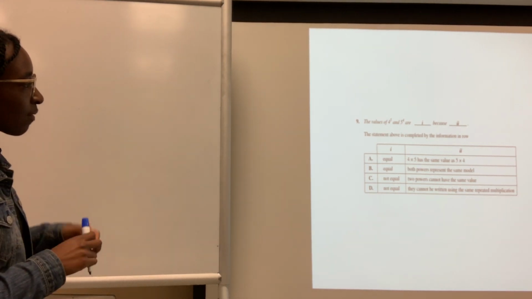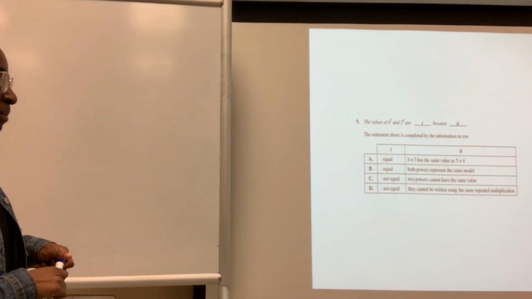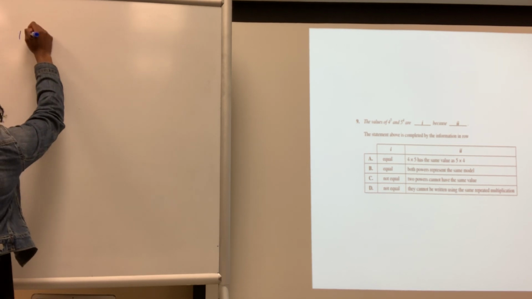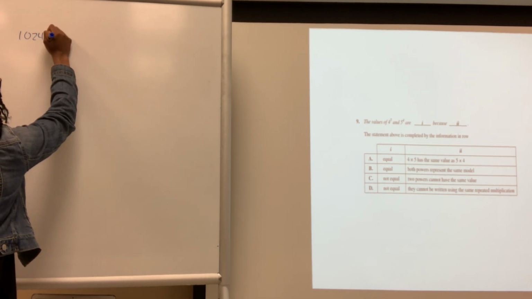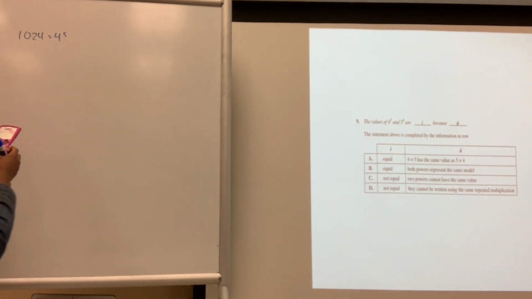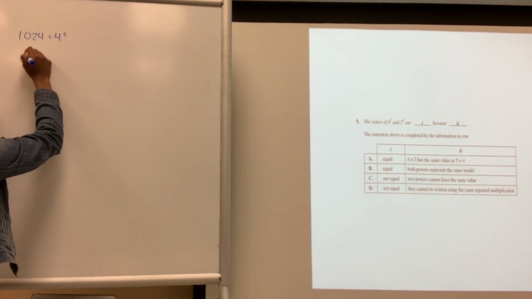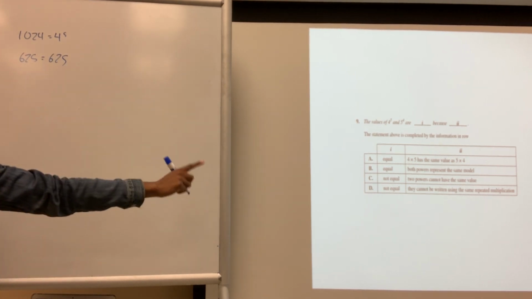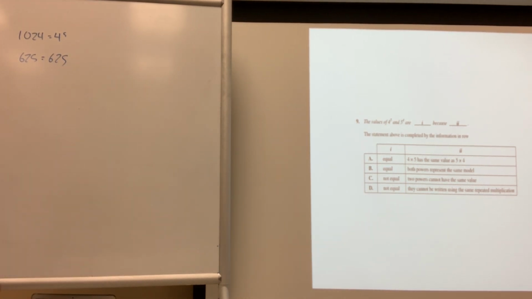The values of 4 to the 5 and 5 to the 4 are blank because blank. So for this one, I would really quickly put it into my calculator. 4 to the 5 is equal to 1,024, and 5 to the 4 is equal to 625. So you can already see that they're not equal. So we can eliminate answers A and B.